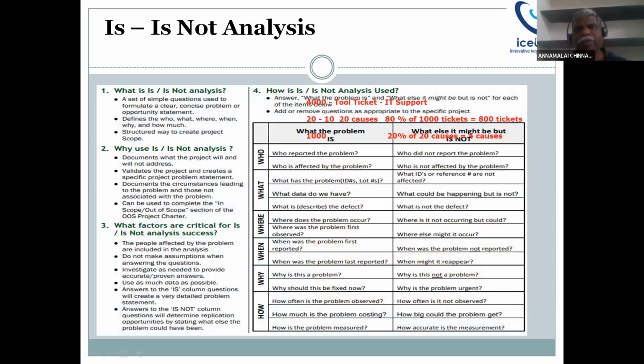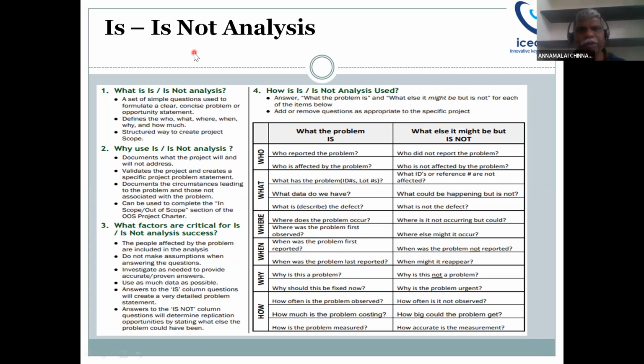The second tool you can use for defining the problem is the is/is not analysis. That means you can address the questions: who, what, where, when, why, and how. So that means who reported the problem and who did not report the problem. Then who is affected by the problem and who is not affected by the problem.